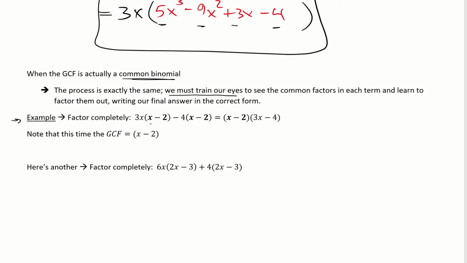The common factor is actually a binomial, okay? And it's as if someone took this binomial and distributed it like so to get x minus 2 times 3x, and then plus x minus 2 times minus 4. Well, that's what I have here. I've got 3x times and then minus 4 times, okay? So we're not lying to you.